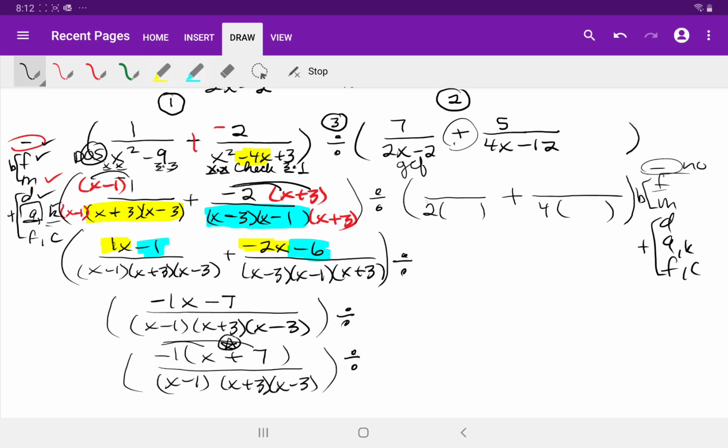Okay, so I need to distribute the 2 and somehow get 2x minus 2. So that would be an x and a 1. I do need a 1 placeholder. So if I just had 2x and I didn't have another number, then it wouldn't work. 4x minus 3. This is a 7. This is a 5.